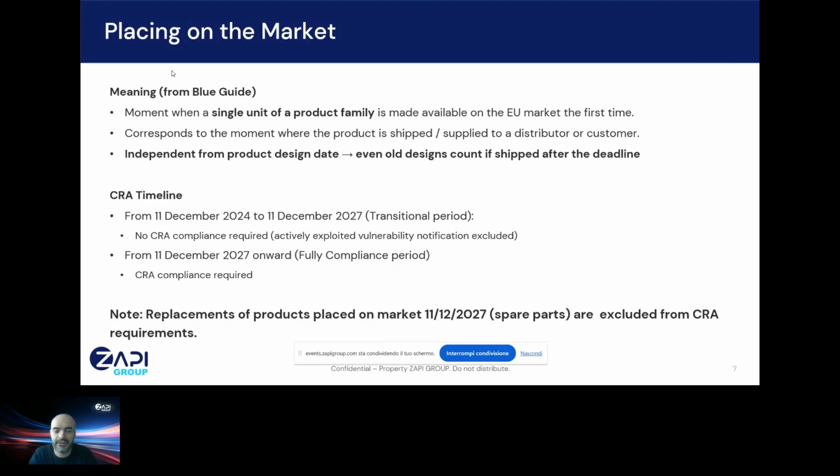So the reason for the transition period is just to give the manufacturer the time to make the component CRA compliant. There is a specific exception for spare parts placed on the market after December 2027 that are intended to replace the product placed on the market during the transition period. These spare parts are excluded. So a manufacturer that already has spare parts placed on the market can exclude this category of product immediately, simplifying the analysis and the management of the CRA.